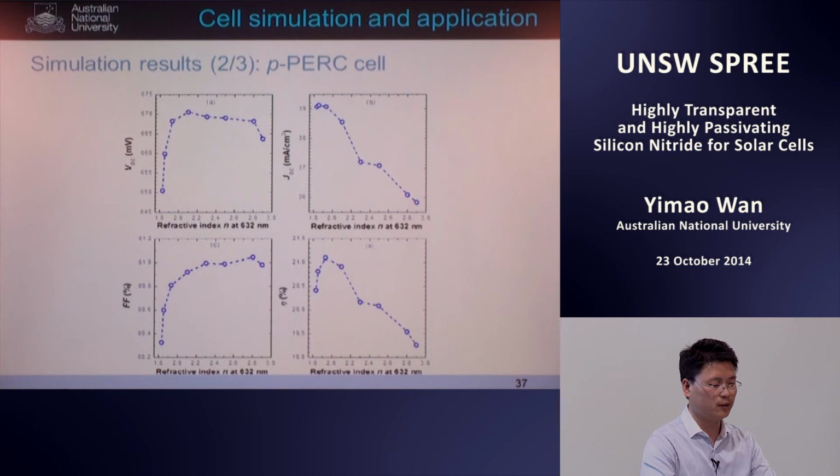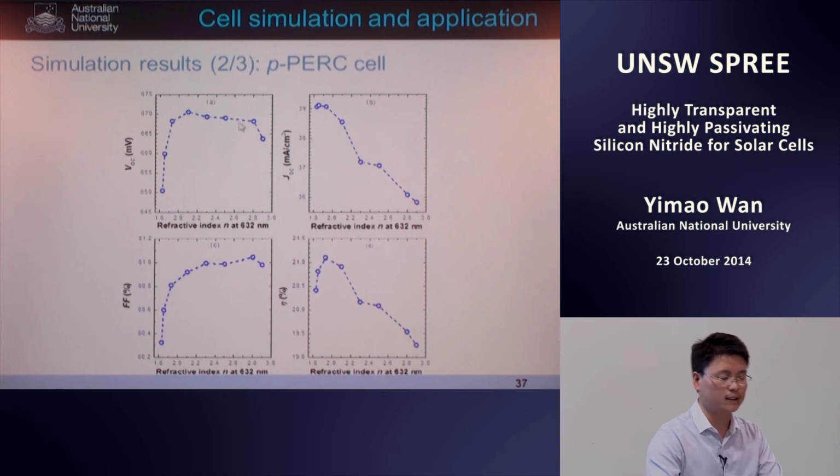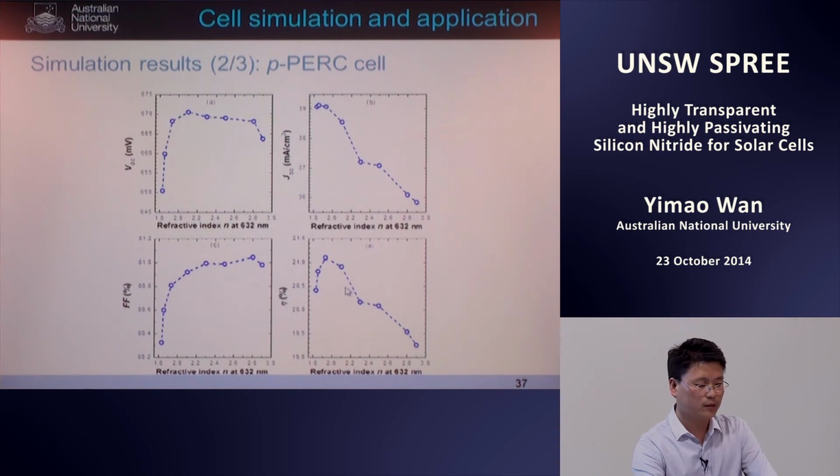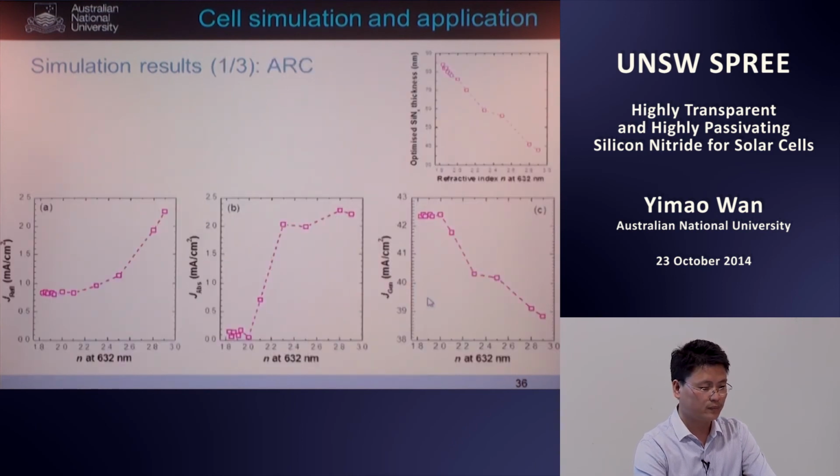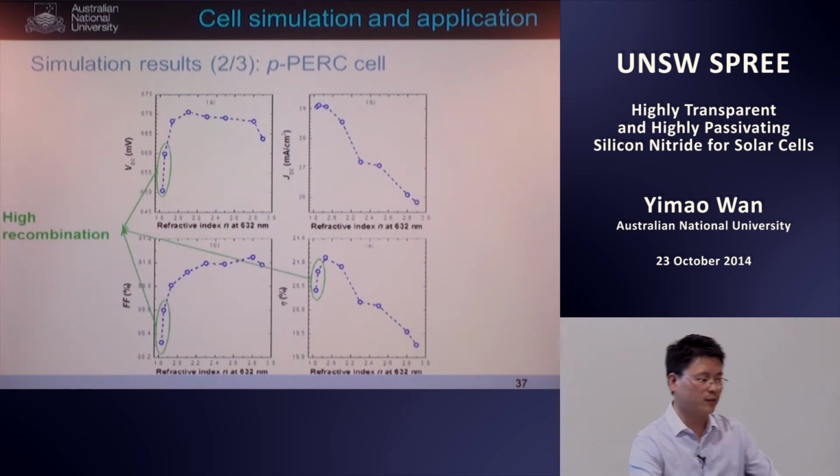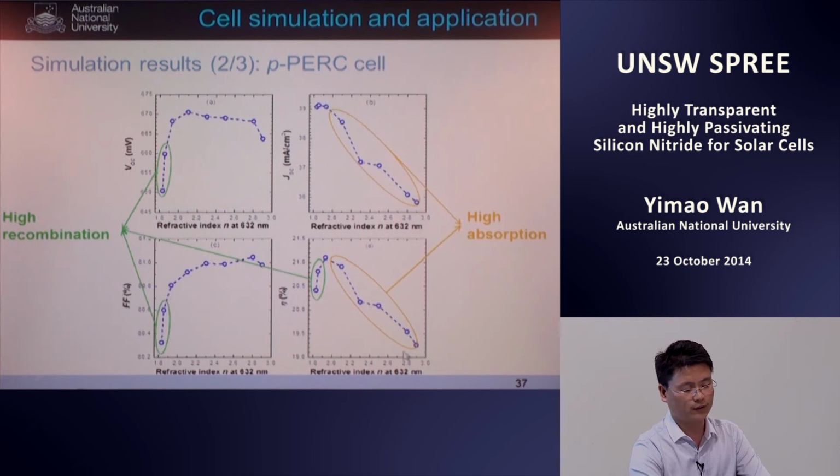up to around 2.1 refractive index, and then stay quite constant, but the short circuit current decreased significantly, and the overall efficiency increases, peaking at 1.9 nitride, and then decreases significantly. From the recombination and also the optics, we can see that the low efficiency for the refractive index less than 1.9 is due to the high recombination, and the low efficiency for very silicon-rich film is due to the high absorption.